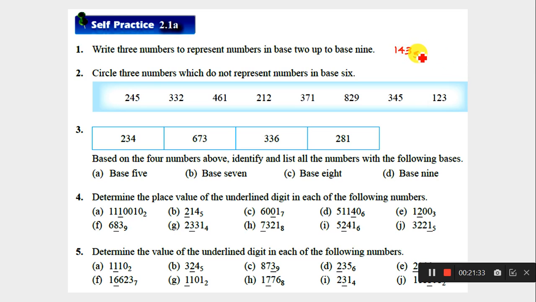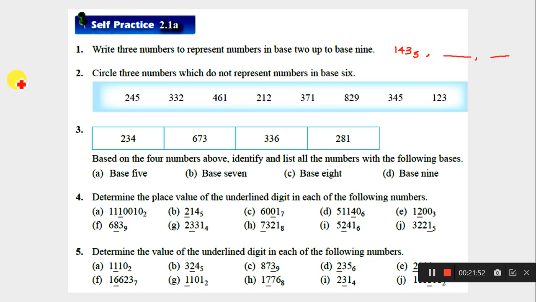Okay, so if you want to write in base 5, make sure each digit is a number between 0 to 4. Okay, so please give 3 examples.